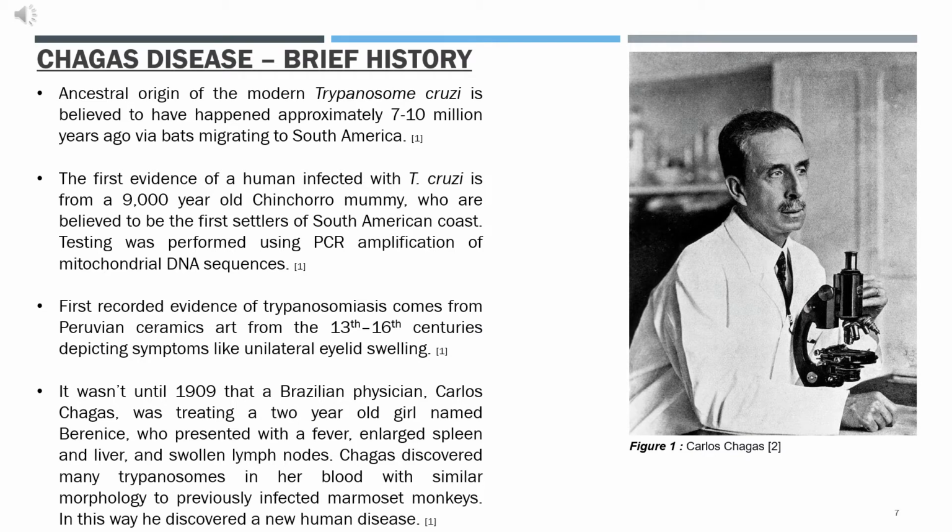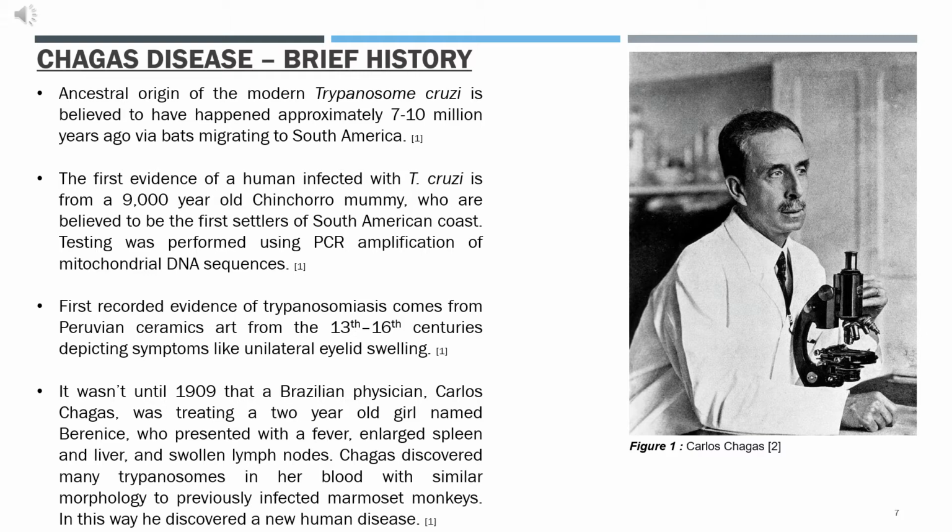So, a brief history about Chagas. It's believed that it happened approximately 7 to 10 million years ago through bats. Yes, bats, who migrated to South America. The first evidence that we have of it is from a 9,000-year-old Chinchorro mummy, and these people were believed to be the first settlers of the South American coast. They did mitochondrial DNA sequence testing through PCR amplification.